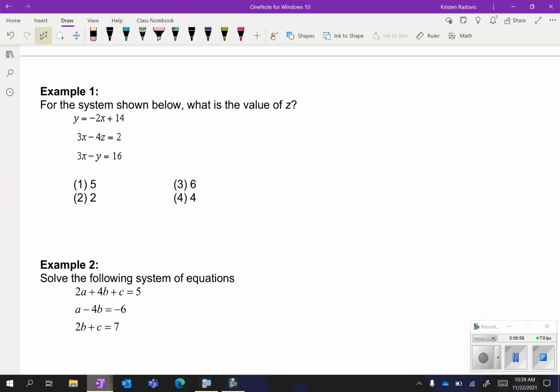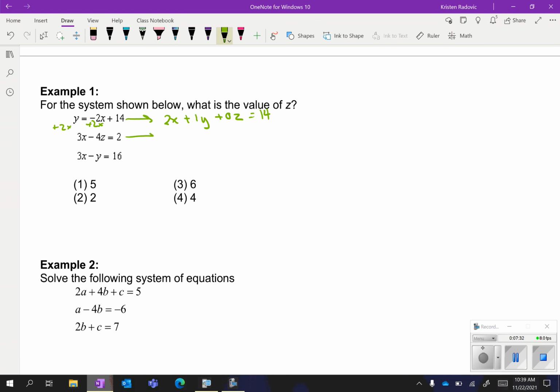Now, this one is a little bit different because your variables are on different sides. You need to make sure that all of your variables are on the left and the constants are all on the right. So for the first equation, you need to add 2x to the other side. This is going to be 2x plus 1y, and then we don't have a z, so this is going to be plus 0z equals 14.